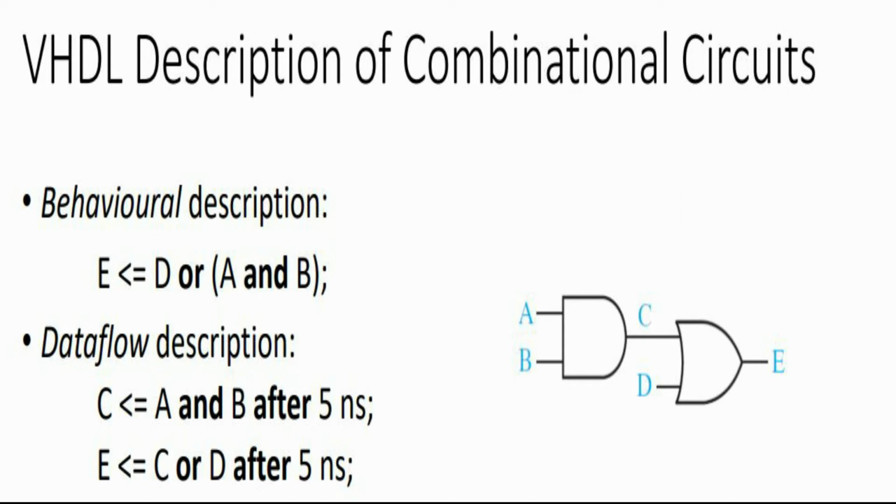So students, you can see in this particular combinational circuit you have two gates. One is the AND gate and the second one is the OR gate. The OR gate has an output E and it has an input D. The other input C is the output of the AND gate. The AND gate has two inputs A and B. So the output of the AND gate is fed as an input to the OR gate.